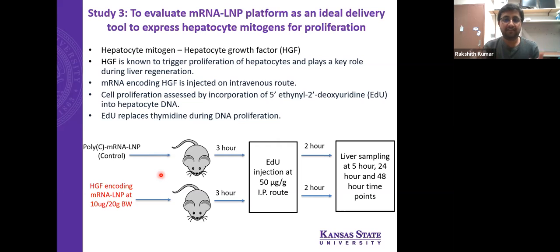In this study, one group was given poly-C RNA with lipid nanoparticle, and the other group was given HGF-encoding mRNA at a dose of 10 micrograms per 20 gram mouse. Then they gave an EdU injection by the intraperitoneal route at a dose of 50 micrograms per gram of mouse. After 5 hours they did the first sampling, after 24 hours the second sampling, and after 48 hours they collected the liver samples. They checked hepatocyte proliferation by staining for EdU.